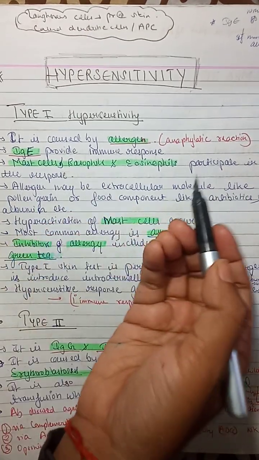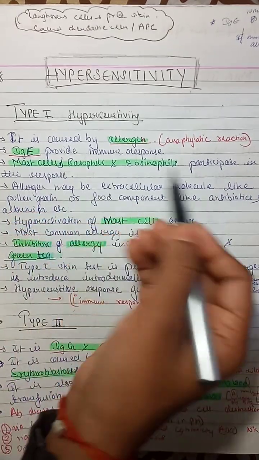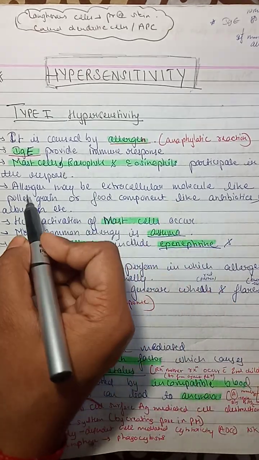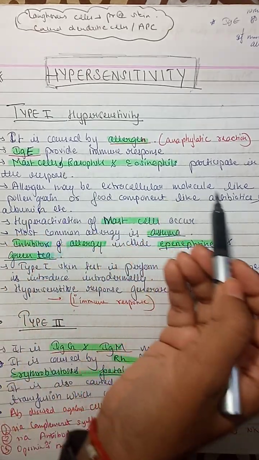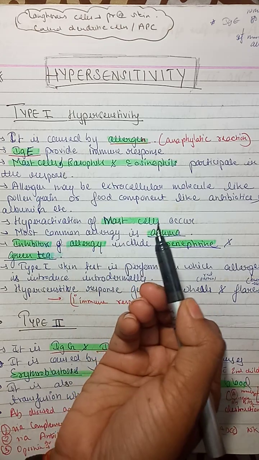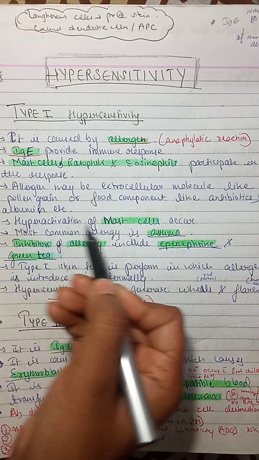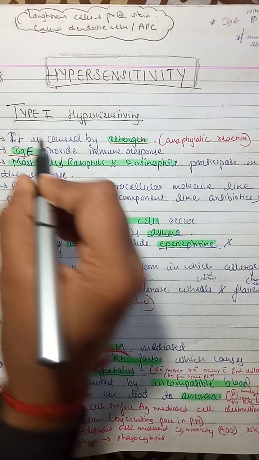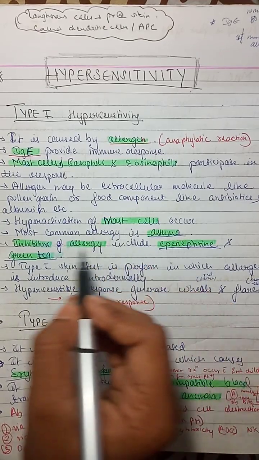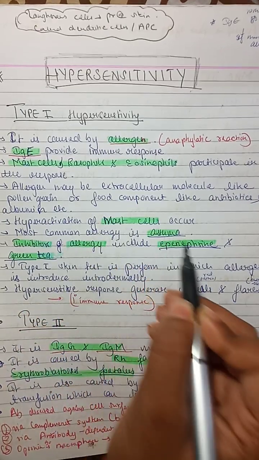Okay, if there is an allergen, then the mast cells, basophils and eosinophils will participate. Allergens may be extracellular molecules like pollen grains, or food components like antibiotics and albumin, etc. In this, hyperactivation of mast cells occurs. The most common allergy is asthma.